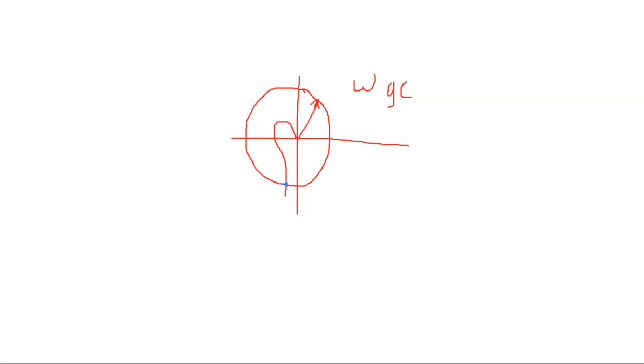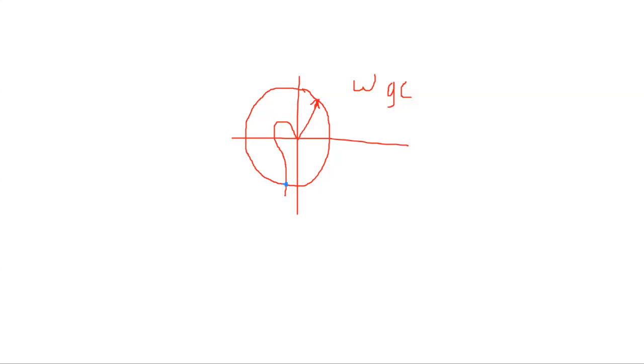Let me revisit this. Omega GC is nothing but gain crossover frequency where magnitude of G(s)H(s) is equal to 1. We will draw a unit circle around the polar plot. On the unit circle, all the points correspond to magnitude equal to 1, as this is a unit circle. And the point on the polar plot which has magnitude equal to 1 is nothing but the point of intersection between unit circle and polar plot. This is how omega GC is calculated.